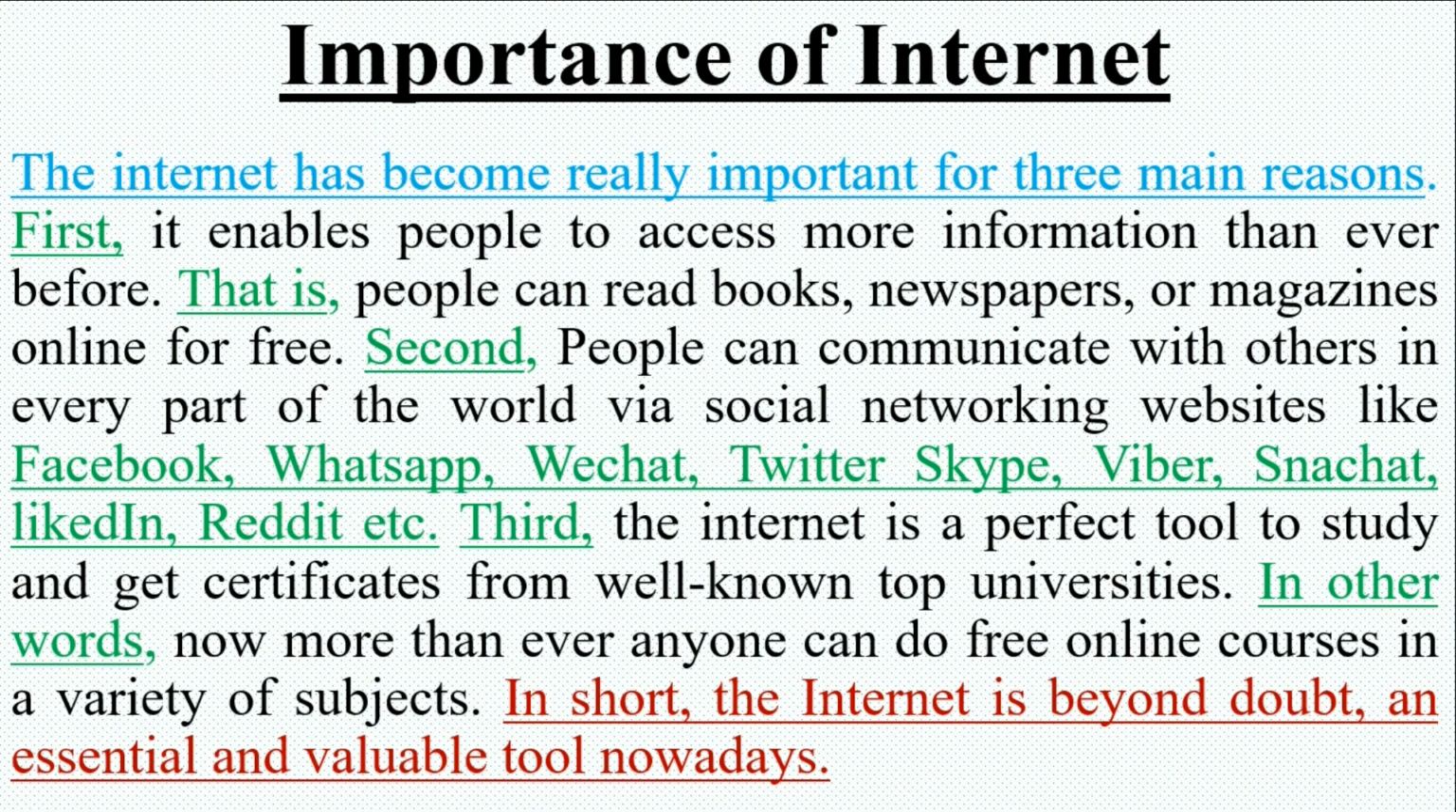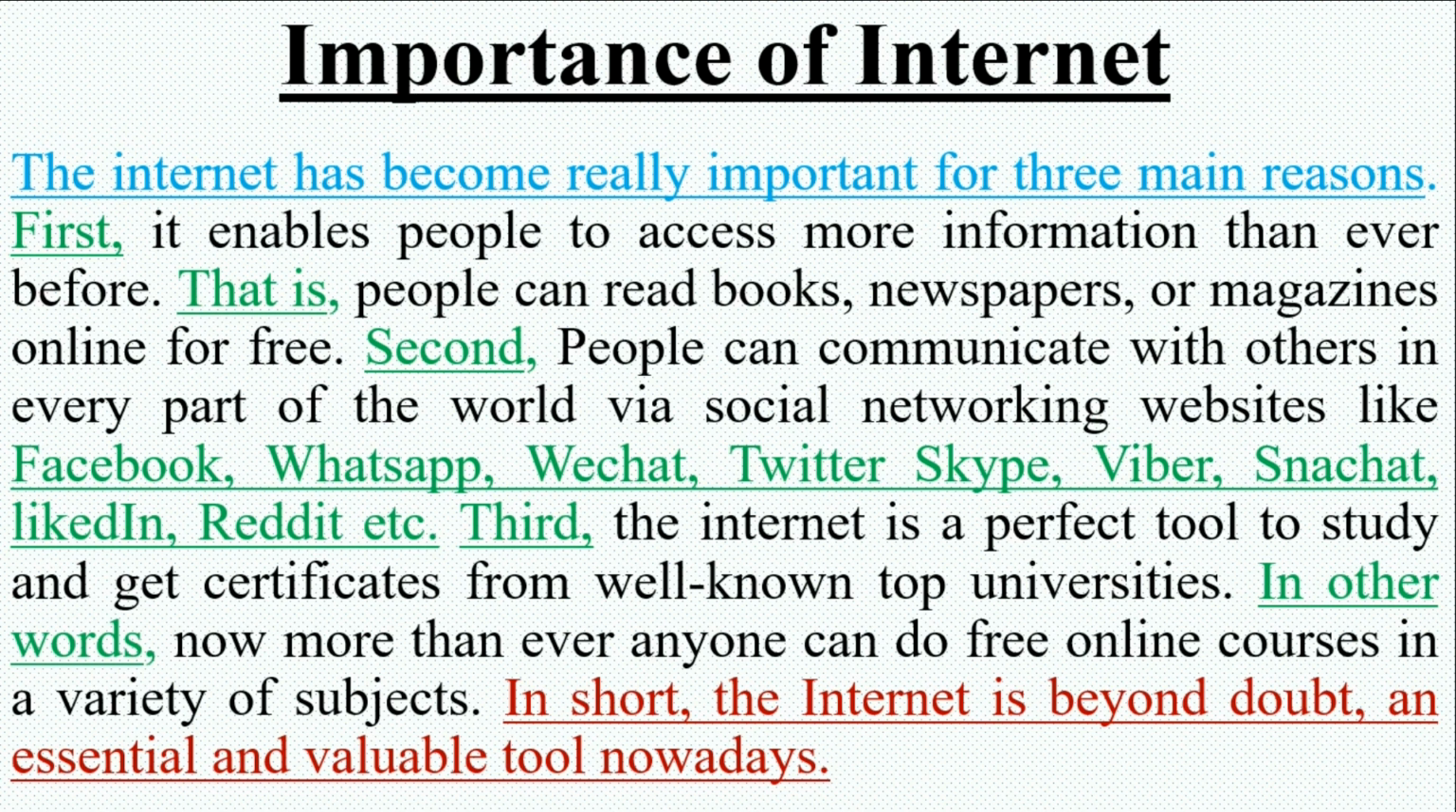Okay, so next, to go to details, here it is written: first, it enables people to access more information than ever before. That is, people can read books, newspapers or magazines online for free. Second, people can communicate with others in every part of the world via social networking websites like Facebook, WhatsApp, Twitter, Skype, Fiverr. Okay, so these are examples given here. So in writing supporting sentences, you can also apply this type of examples. Also, you can apply some kinds of statistics or charts or graphs, etc. All those you can include in writing details or supporting sentences.